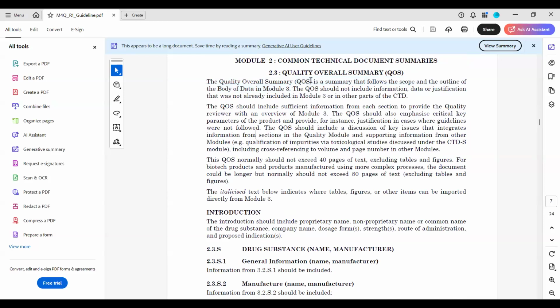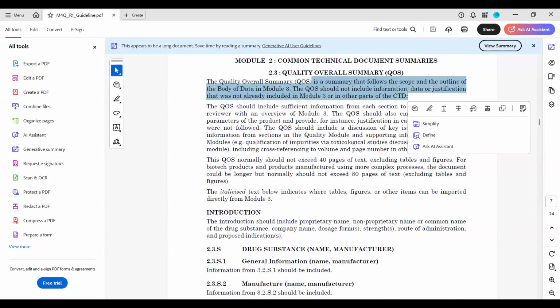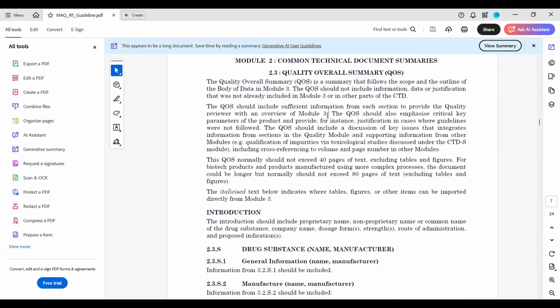Okay. The QoS should not include information, data, or justification that was not already included in module 3 or in other parts of the CTD. You cannot provide a suspicious or a foreign number or foreign data in QoS which is not already provided in module 3, because module 2 is just the summary of what all is present in module 3. You cannot provide extra information that is not tabulated, that is not recorded in module 3.